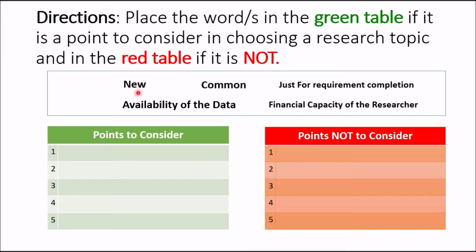The first one is new. The second one is common. The third one, just for requirement completion. The fourth one is availability of the data. And the fifth one, financial capacity of the researcher. So you will be given 30 seconds to answer. And your timer starts now.